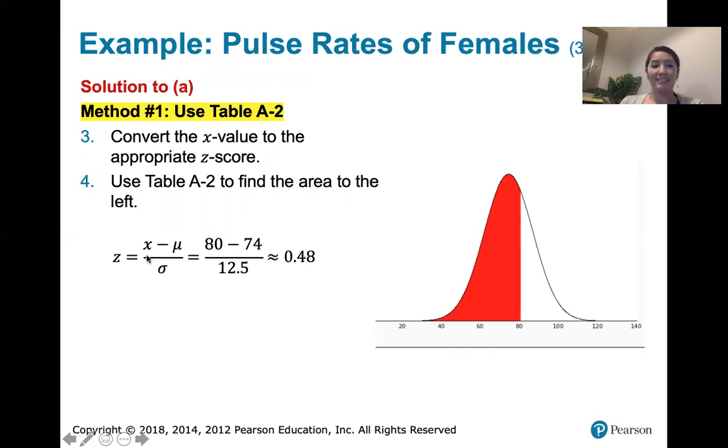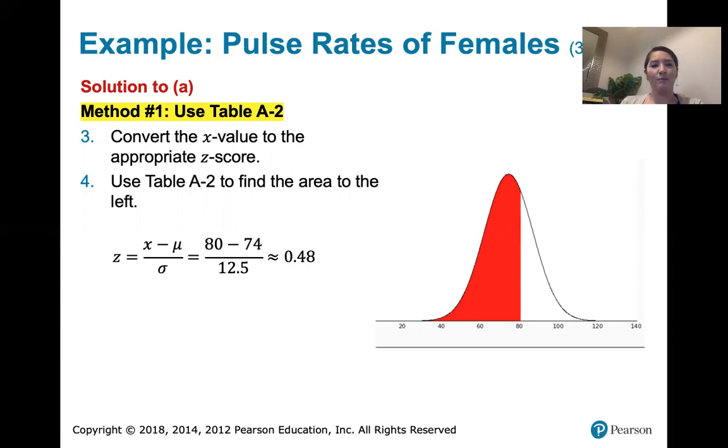So if I want to find the Z-score, I take my X value of 80, I subtract the mean of 74, and I divide by the standard deviation of 12.5, and that turns out to be approximately 0.48. Now remember, when you're doing this in your calculator, you want to do the numerator first, so put parentheses around that, and then divide by 12.5 in order to make sure your calculator gets the right answer. You have to be very explicit about the order of operations with your calculator.